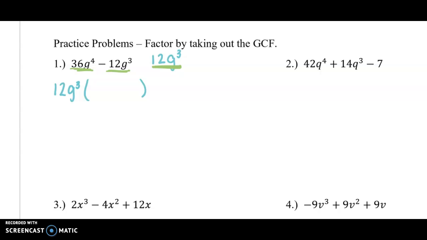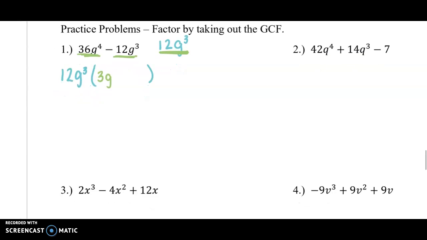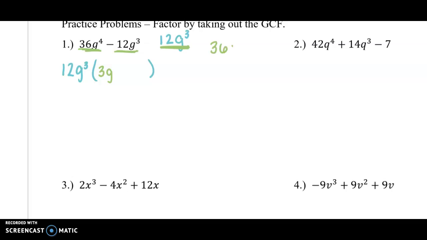So when I do 36g to the 4th divided by 12g to the 3rd, 36 divided by 12 gives me 3. G to the 4th divided by g to the 3rd gives me just g to the 1st. And if you need to still see that written out, you can go ahead and write it out on the side to be able to do the division that way. If you're starting to get more comfortable with it, then you obviously don't have to do that step. And then 12g to the 3rd divided by 12g to the 3rd, if I divide the same thing, then you're just going to get 1. And in this case, it's going to be minus 1. Remember, again, there's a subtraction sign.